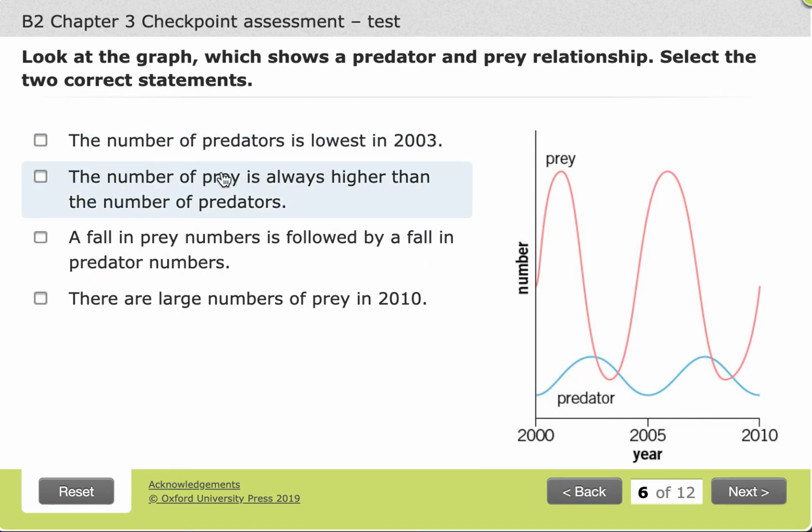The number of prey is always higher than the number of predators. Well, again, if we look here, actually the number of prey is lower than the number of predators. So those two statements are false. We should choose these two. Let's just check. A fall in prey numbers is followed by a fall in predator numbers. Yes, that makes sense to us. Okay. And then large numbers of prey in 2010. Okay, there are not the largest number, however, certainly a larger value, not the lowest value.